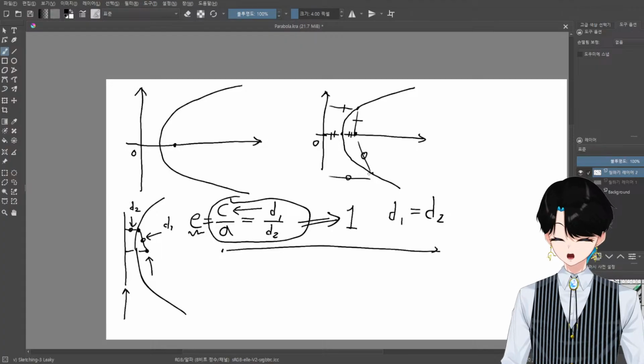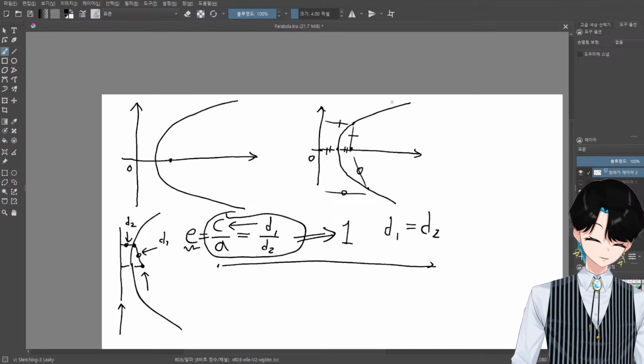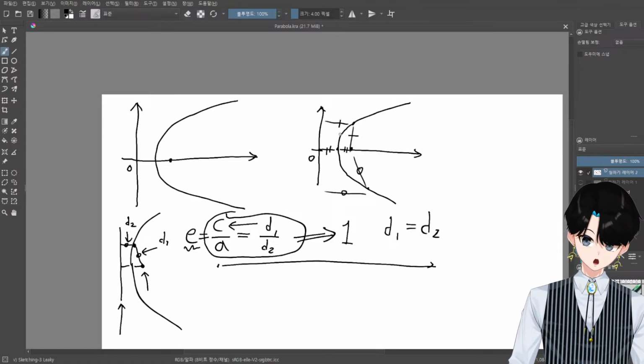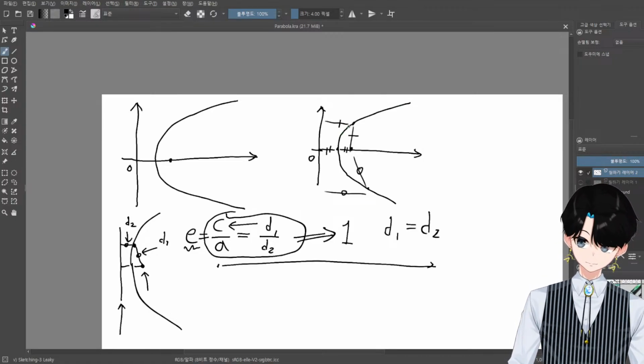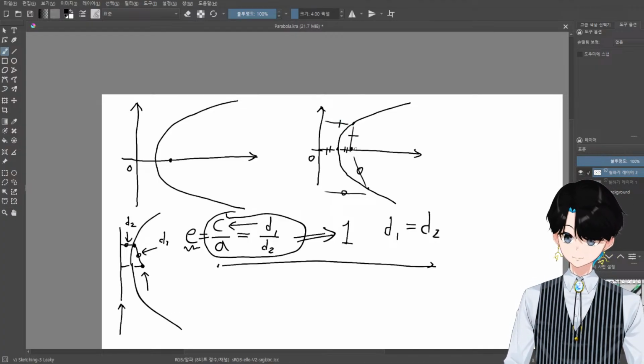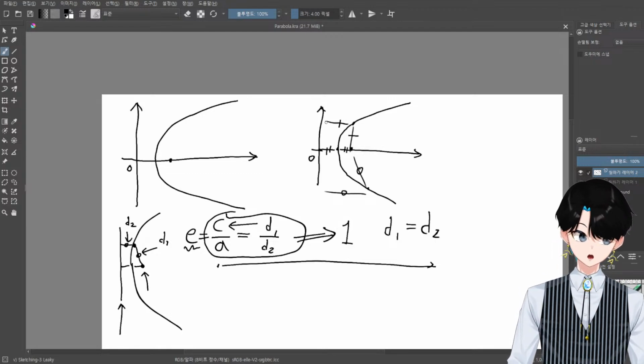So that is why the teachers taught that the parabola's definition is the locus of points where the distance between the focus point and the directrix are the same.